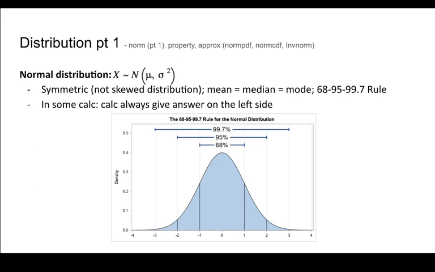There's this 68, 95, 99.7 rule. So if it's within one standard deviation distribution spread, it's 68%. 2 would be 95%, and 3 would be 99.7%.